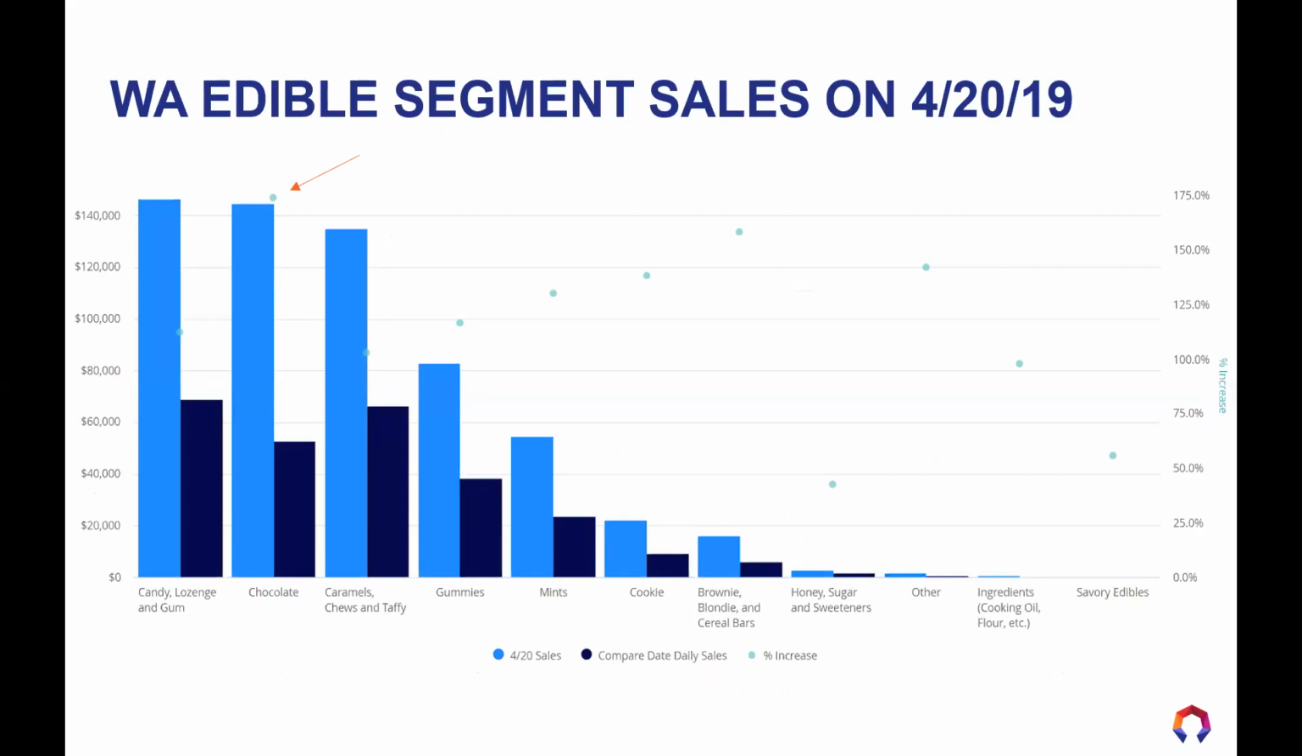The light blue bar is the sales on 420 and the dark purple bar is the average daily sales over the comparison period. The light blue dots indicate the percent growth between those two periods. So here we can see within the edible category, chocolates were clearly a top performer on 420. They had the second highest total sales, only slightly behind the candy segment, and had the highest percentage growth of any edible segment. They grew by about 180%. Let's take a more detailed look and see which chocolate brands did best on 420.